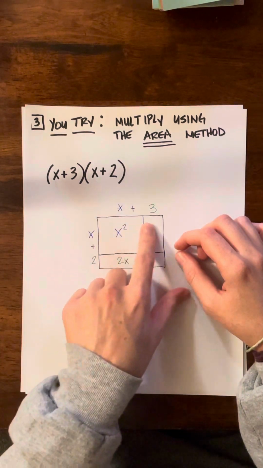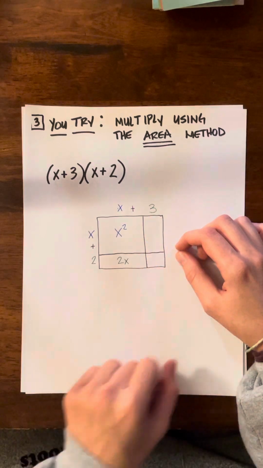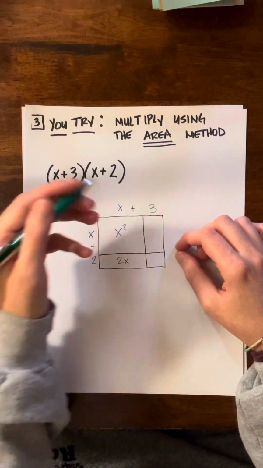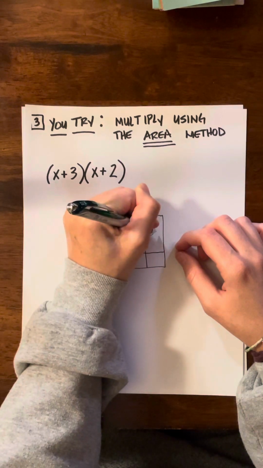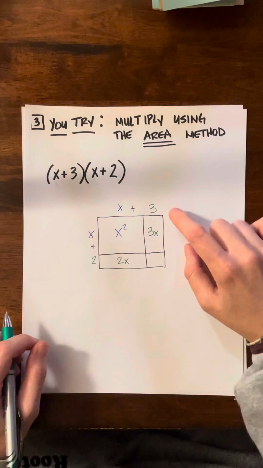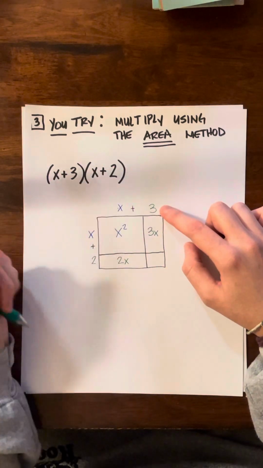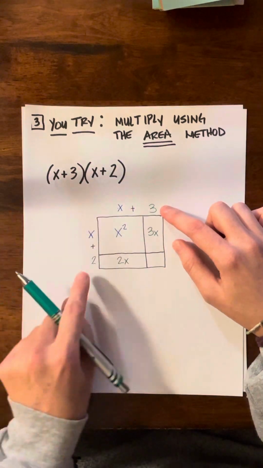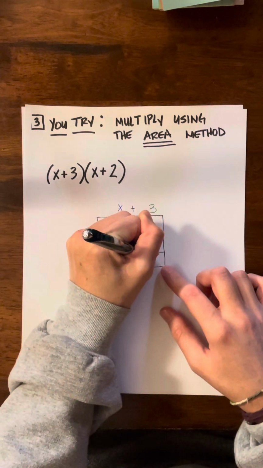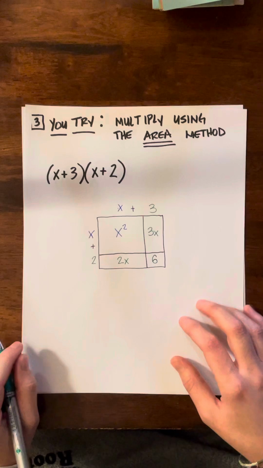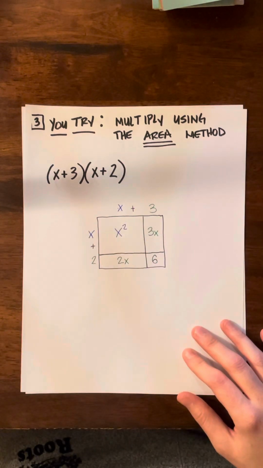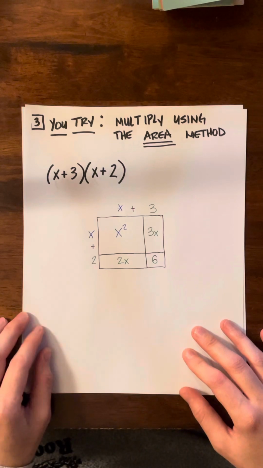Now we need to move with our 3 to finish this column. So here we go. We have a positive 3 times x, which makes a positive 3x. Last, we have 3 times 2, and it is a positive 3 and a positive 2, so that makes a positive 6. So now we have our area model, and we're able to use it to write our quadratic expression.